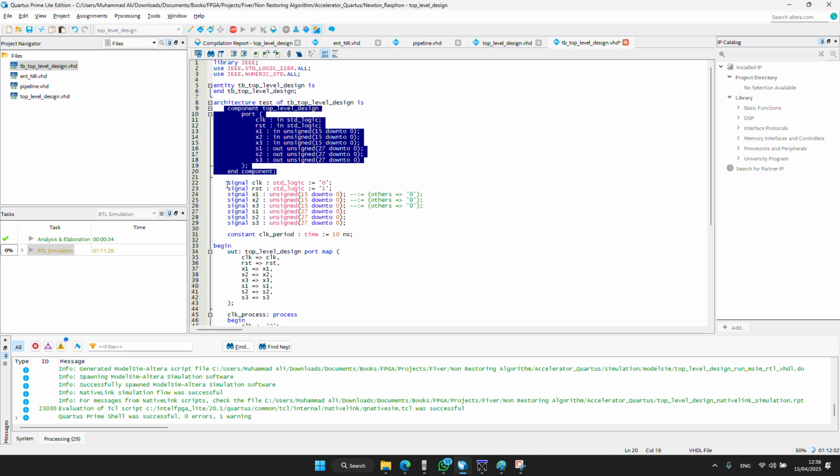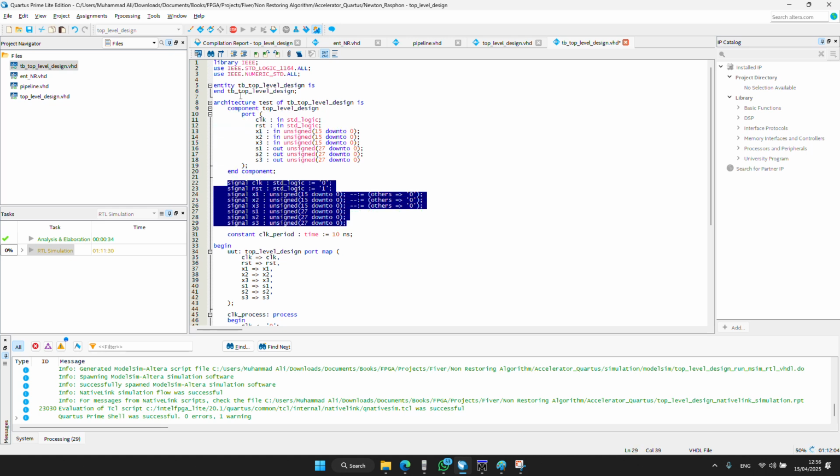Then the second part, we write our own signals. We match the signals of our port. We make signals for our test bench, because a test bench cannot have inputs and outputs. It can only have internal signals. Nothing from outside can come in or go out. It is just trying to drive the inputs and outputs for our main design.